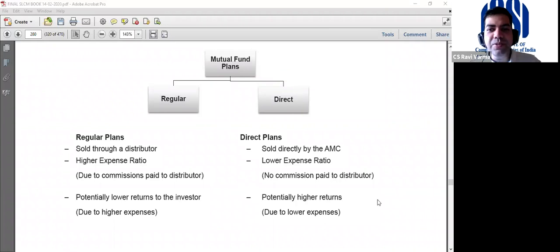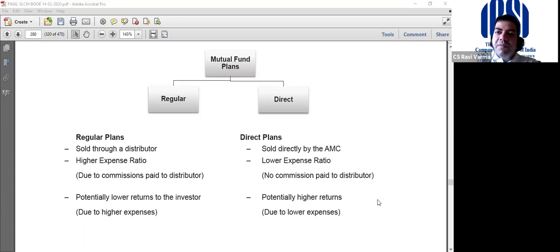As I was telling you, a direct plan is directly sold by the AMC, meaning no distributor. Sometimes you must have seen some mobiles being sold through Flipkart or Amazon as a tie-up for the first sale. So these are regular, and sometimes these phones are directly sold from the store only. So these are the direct plan. In a direct plan, there is no commission involved, because I will not give commission to a distributor. I am directly selling it.